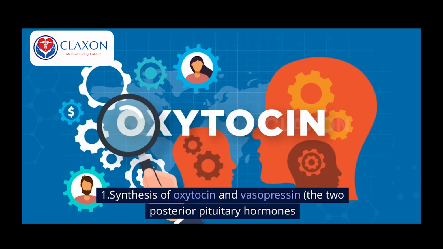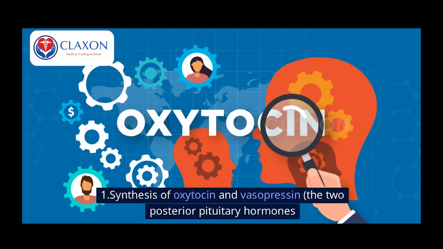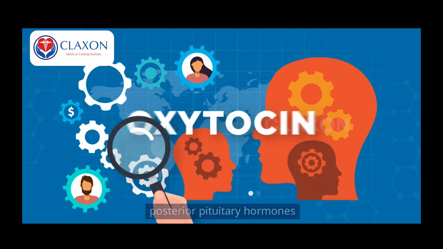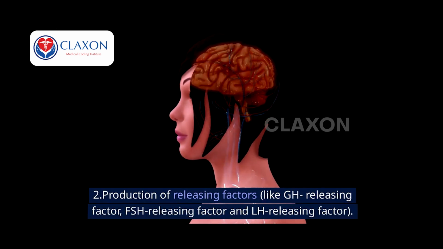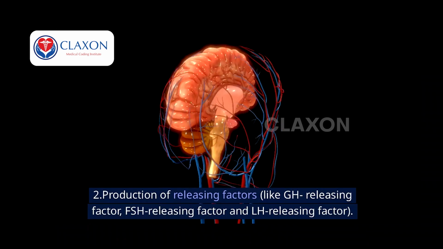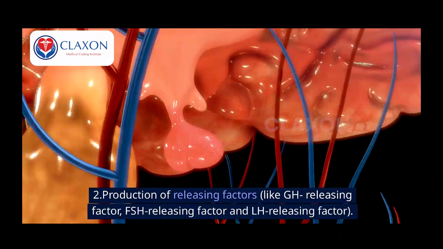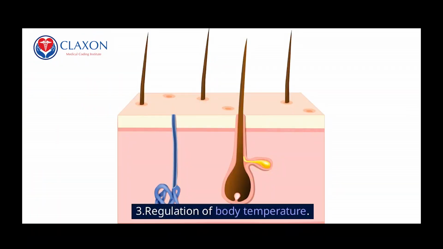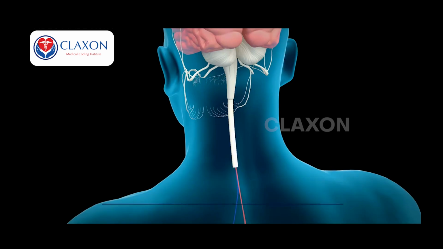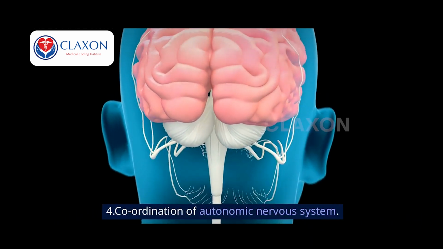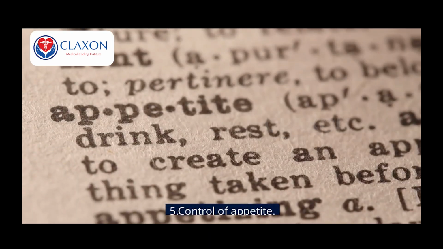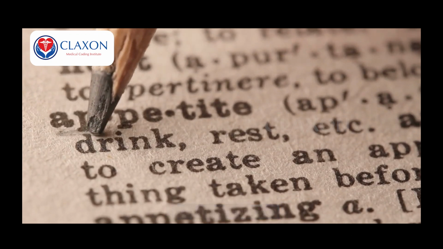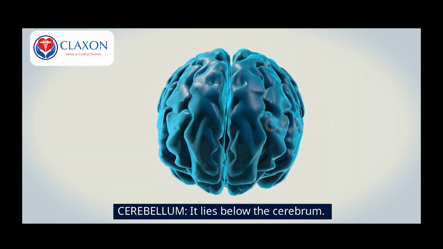Functions of the hypothalamus: 1. Synthesis of oxytocin and vasopressin, the 2 posterior pituitary hormones. 2. Production of releasing factors, like GH releasing factor, FSH releasing factor and LH releasing factor. 3. Regulation of body temperature. 4. Coordination of autonomic nervous system. 5. Control of appetite.